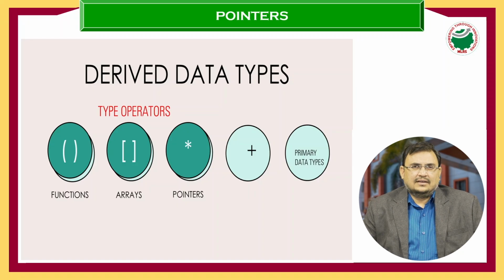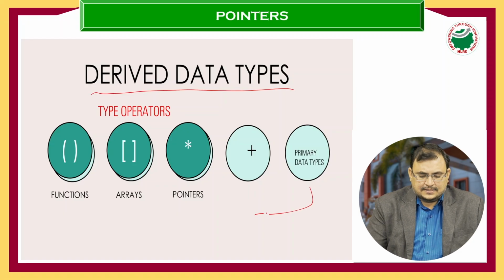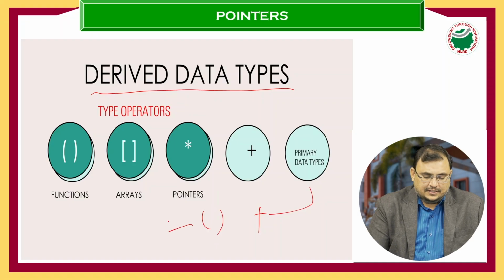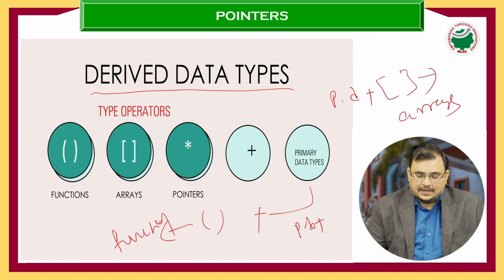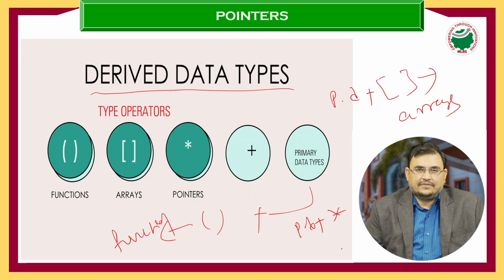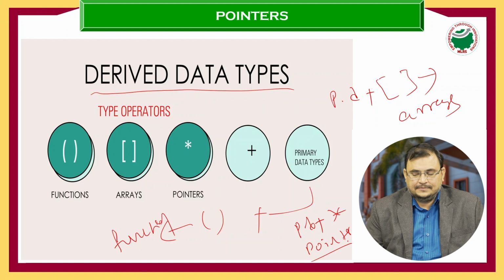Derived data types are derived from primary data types plus some kind of type operators, with which we define a new type. Primary data types plus the type operator parenthesis give a new type called functions. Primary data types plus the type operator subscript give a new type called arrays. And primary data types plus the type operator asterisk give a new type called pointers. So pointer is a derived data type.